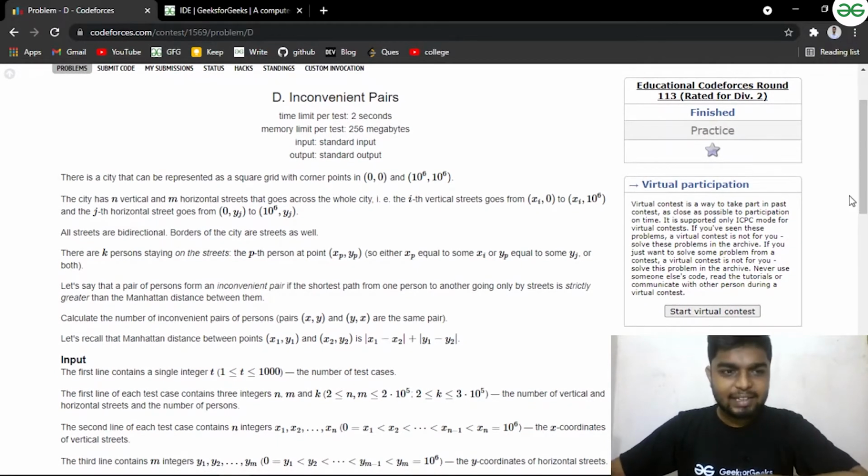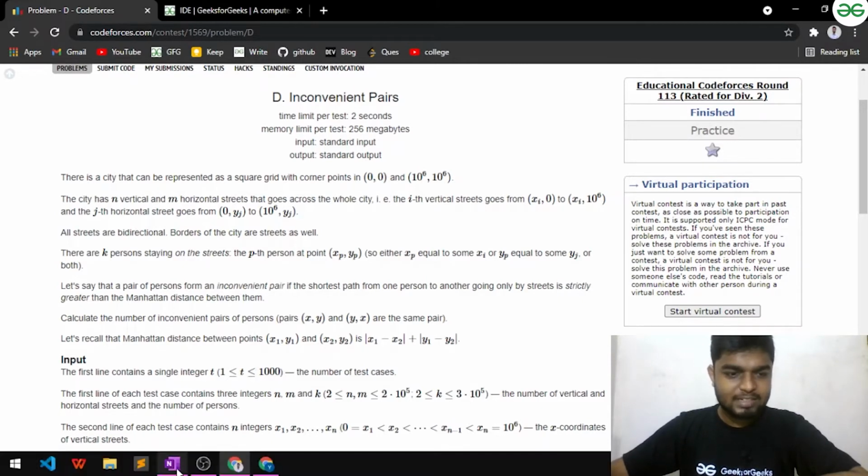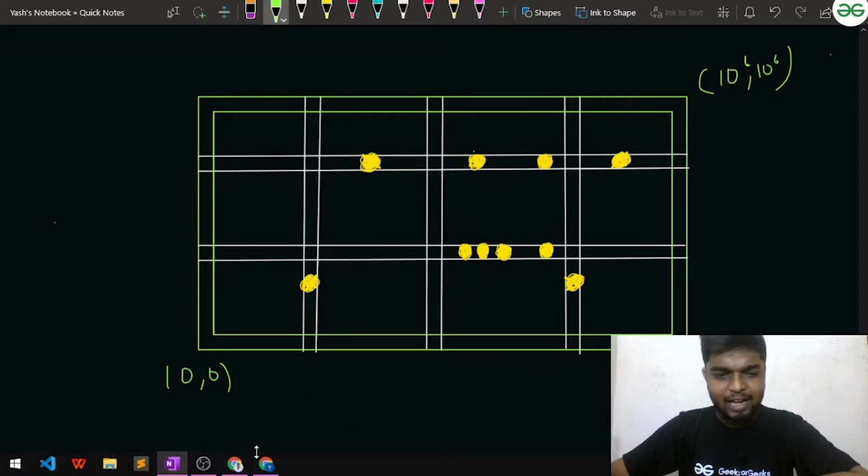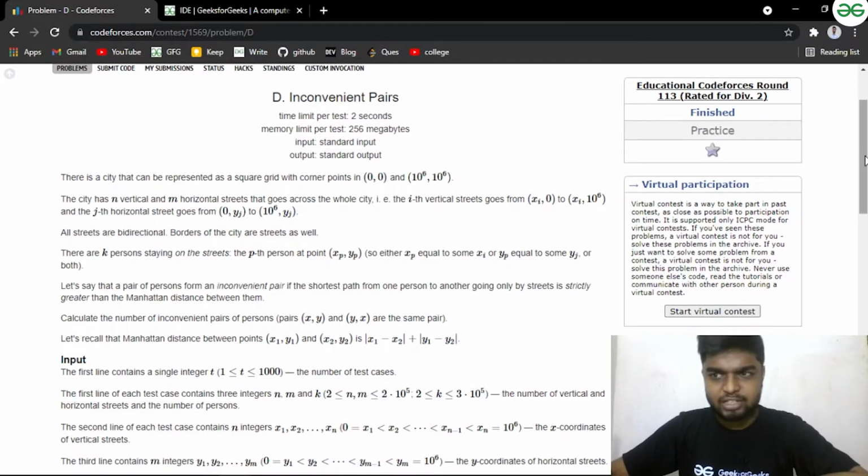The problem says that there is a city that can be represented in the form of a square grid with corners (0, 0) and (10^6, 10^6). If you look at it like this, this point can be 0 comma 0, and this point can be regarded as 10^6 comma 10^6. So this is a square grid. It seems like a rectangle, but just assume that I have made it a rectangle for magnification purposes.